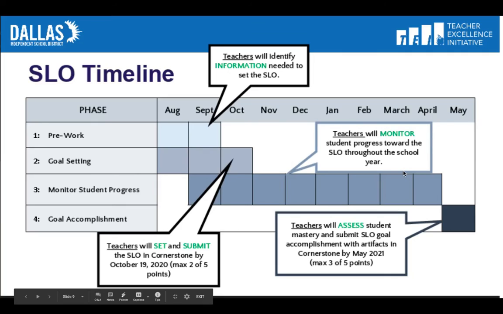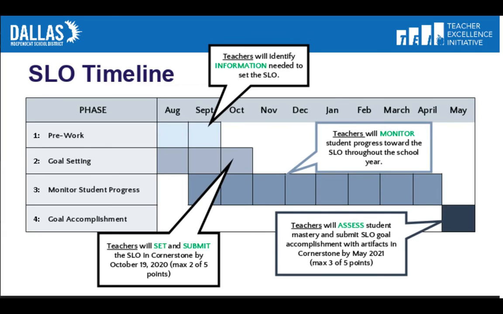For the SLO, there are a few important timelines that we must follow. By September, teachers will identify the information needed to set their SLO. By October 19, teachers will set and submit the SLO in Cornerstone. Just completing this task will earn you a maximum of 2 out of the 5 points for your SLO.